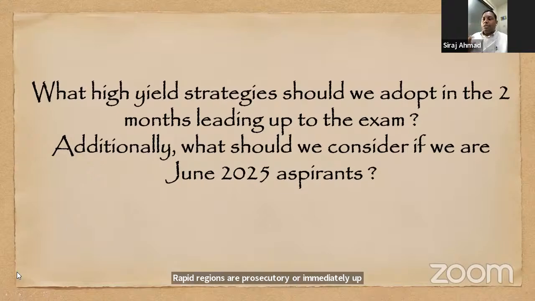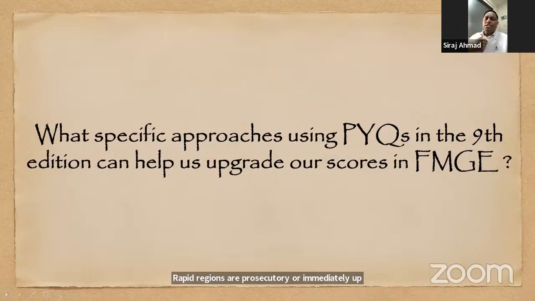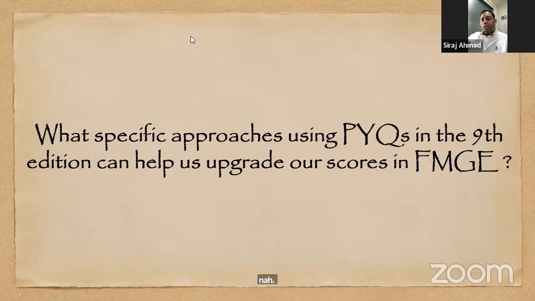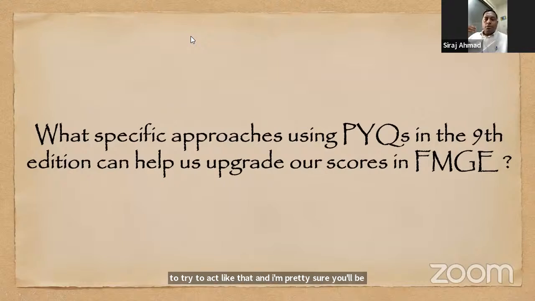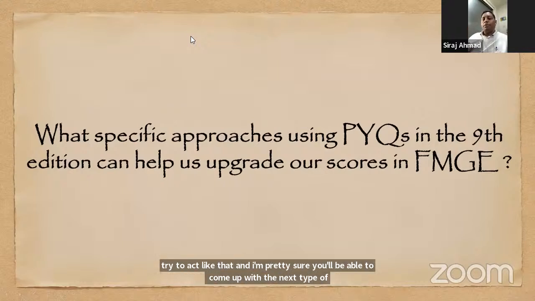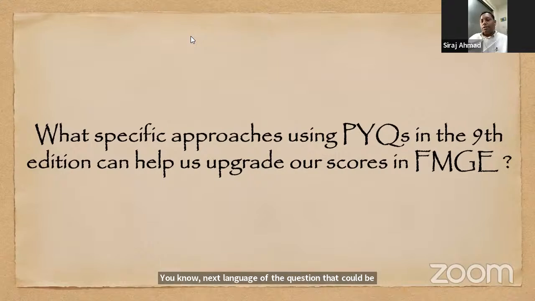उसके अलावा जब आप क्वेश्चन पढ़ें ना, तो अपने आप को सोचो कि मैं सीनियर हूँ और मुझे अपने जूनियर का टेस्ट लेना है, तो how will I take the test, इससे किस तरह का क्वेश्चन बन सकता है. तो try to act like that and I am pretty sure you will be able to come up with the next type of language of the question that could possibly be there in your examination.